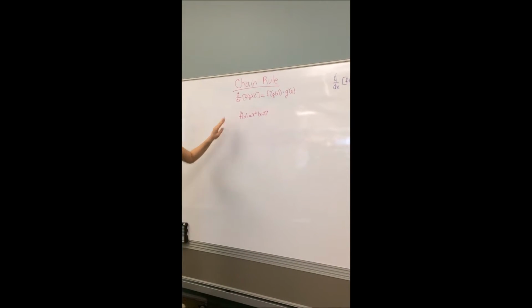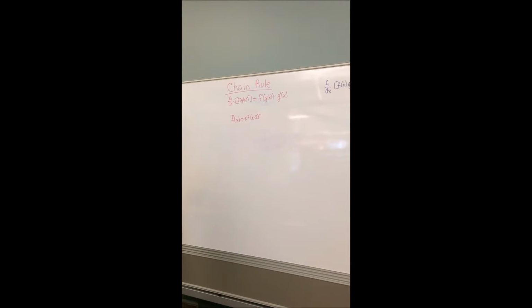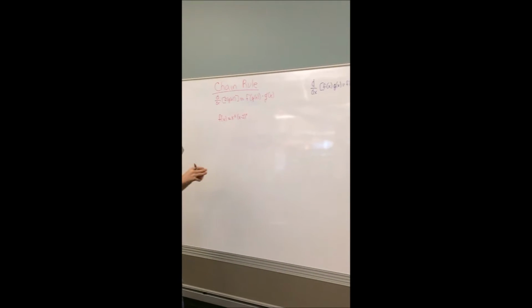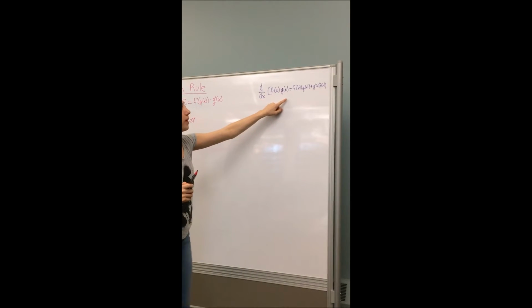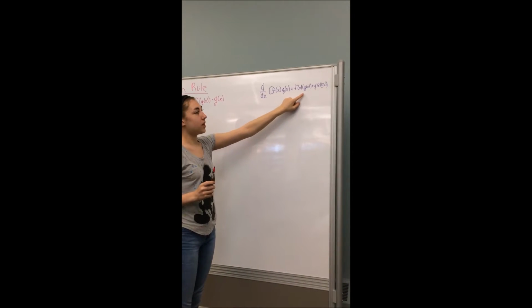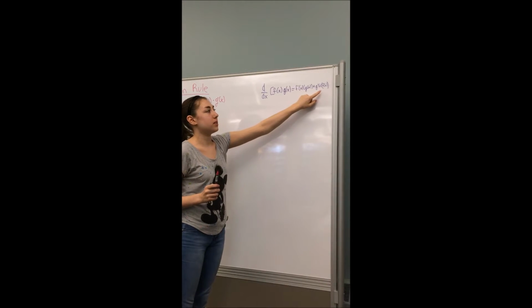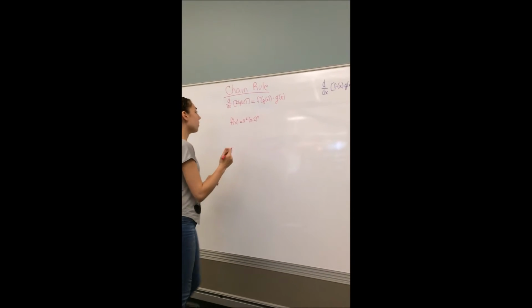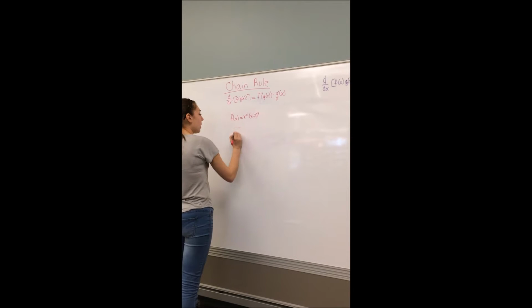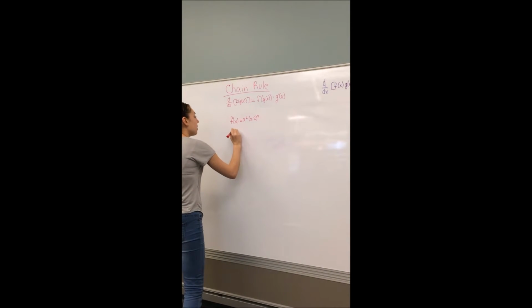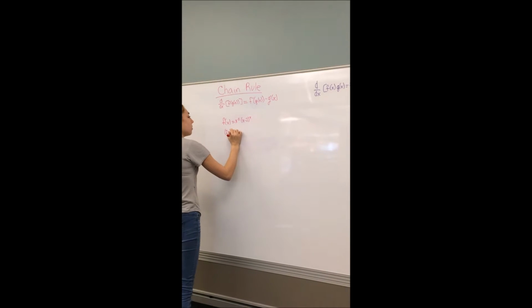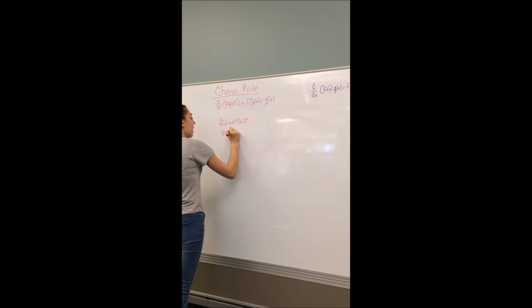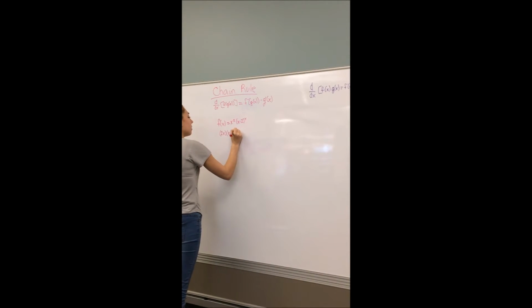Okay, so for this problem, we're going to use the product rule and the chain rule. As a reminder, this is your product rule: the derivative of f of x times g of x equals f prime of x times g of x plus g prime of x times f of x. So your f of x is x squared here, so you take the derivative of x squared, which is 2x, and you multiply it by x minus 2 to the fourth.